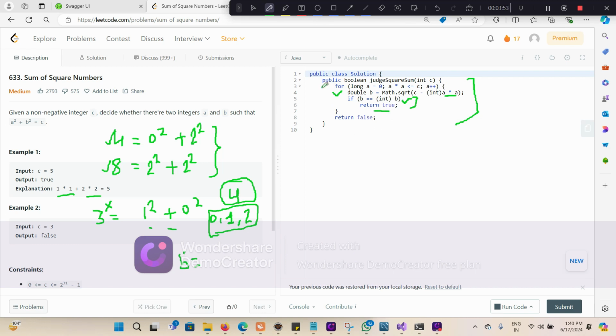Otherwise, if we come out of this for loop, we simply return false because we didn't find any such combination. So this is what I explained.